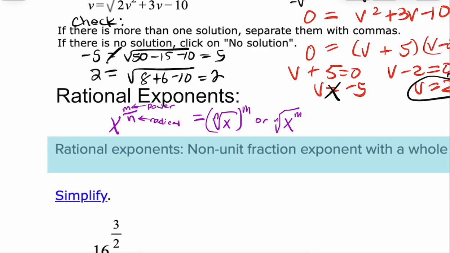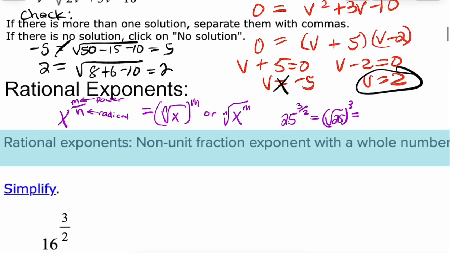So let's say an example. If it is 25 to the 3/2 power, it's easier to take the square root of 25 and then cube it. And so the square root of 25 is 5, and 5 cubed is 125. If I went the other way, if I went 25 to the 3rd power, I don't know what that is off the top of my head. I would have to grab a calculator, and then whatever that answer is, take a square root.